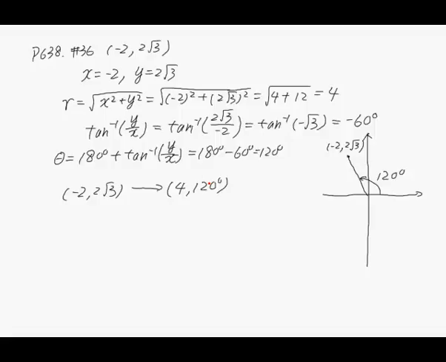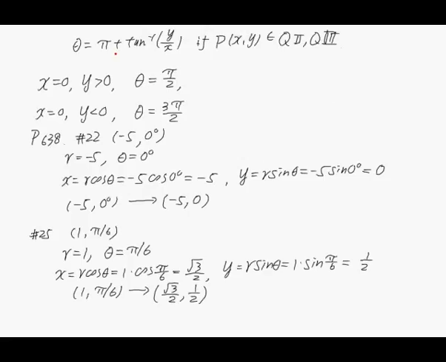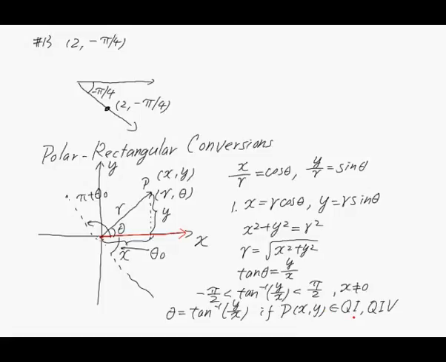Make sure when you convert from the rectangular coordinate system to the polar coordinate system, you plot the point in the rectangular plane and determine which quadrant this point is in. If the point is in quadrant 2 or quadrant 3, then you need to add pi to this tangent inverse of y over x to get theta. But if the point is in quadrant 1 or quadrant 4, then you may just directly use this tangent inverse of y over x as the value of theta.